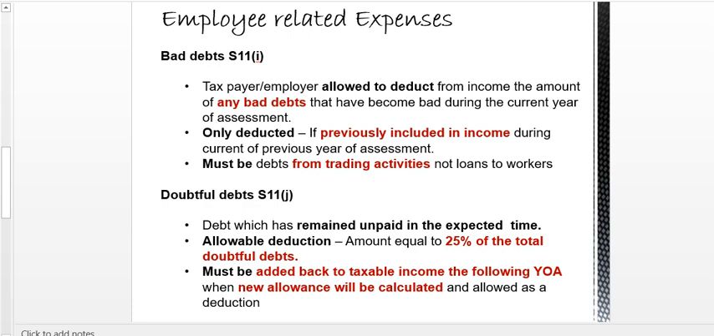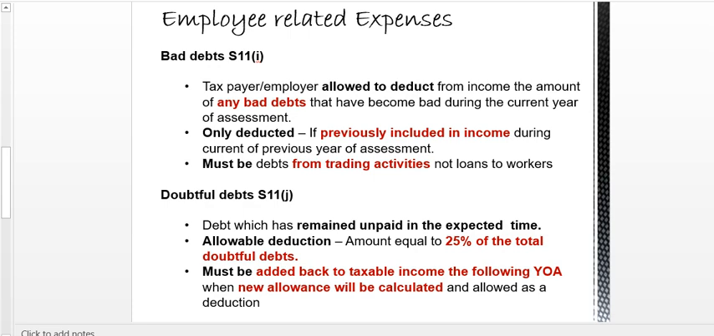So remember from the gross income definition that it is any cash received or incurred during the current year of assessment. So in this case, it's not money you actually received, but money that was incurred to you. It's money that you will still receive, but now you haven't received it, so it's your bad debt, and you may deduct it as an allowable or a specific deduction. And it has to be debts from trading activities, not loans to workers.